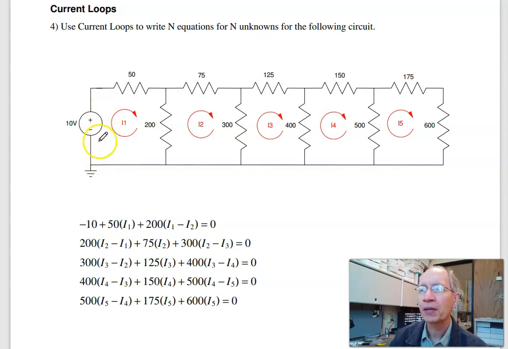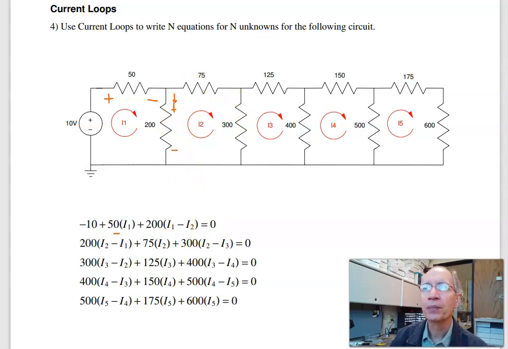So if we go around this path I1, I get the minus sign first, so that's minus 10, plus this voltage, that's I times R, 50 times I1, plus this voltage, that's I times R. I've got the current coming down, so that's I1 minus I2 times 200. And I'm back where I started, equals 0.